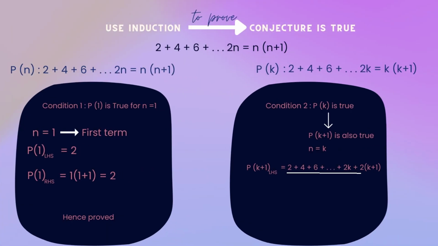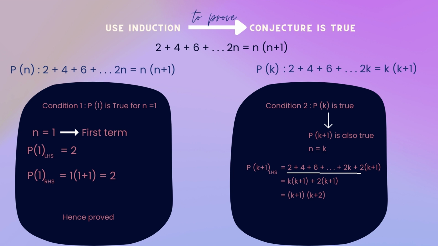How do we simplify this? Well, look at this part. We have already seen that this is equal to k multiplied by k plus 1. So, we can replace this part with k times k plus 1. We can see that the part k plus 1 is common to both the terms. Hence, this can be simplified to k plus 1 times k plus 2.